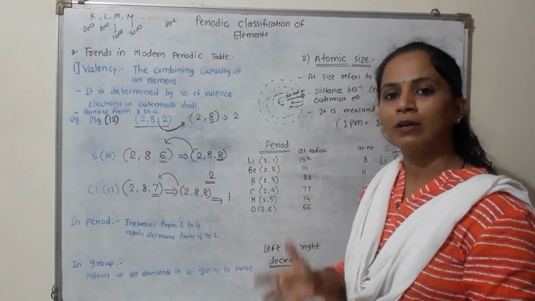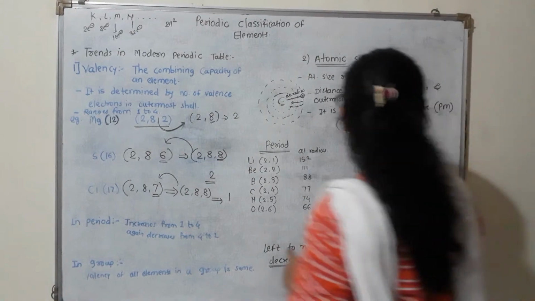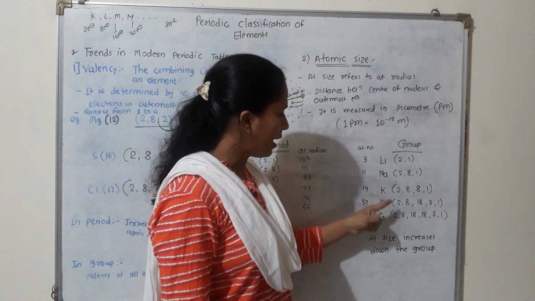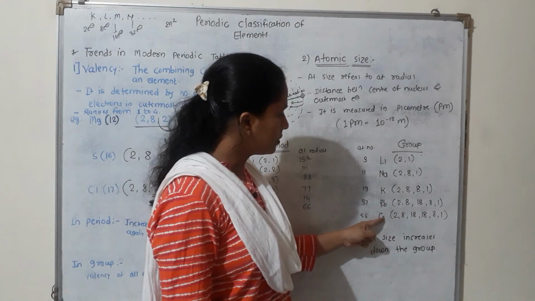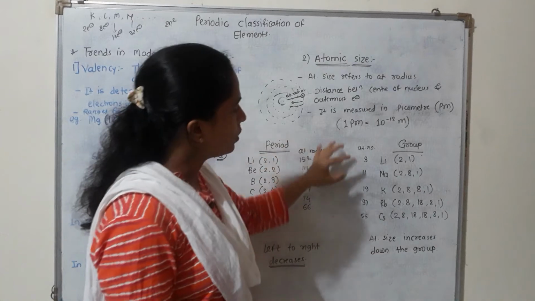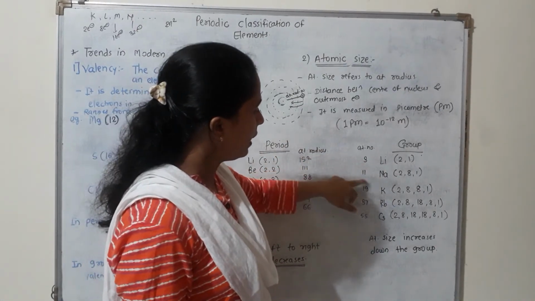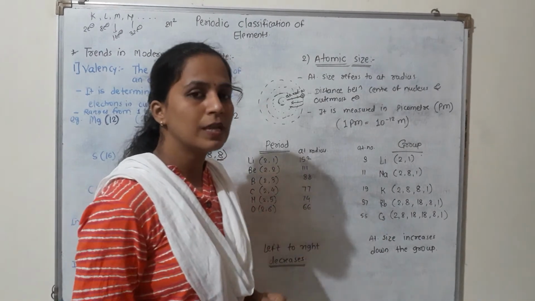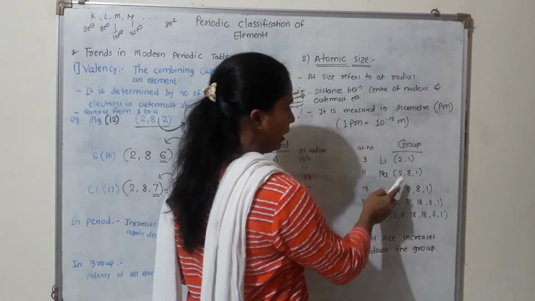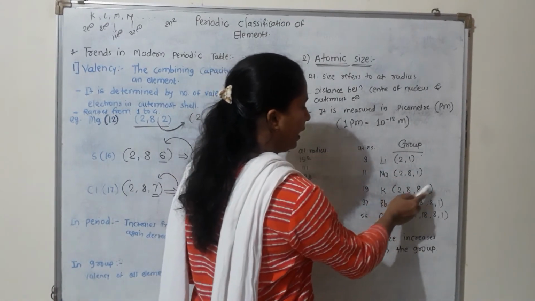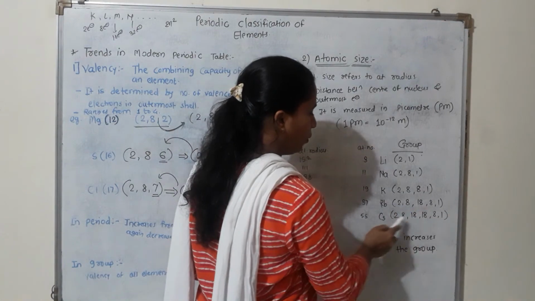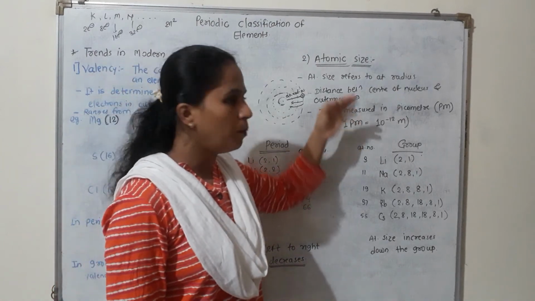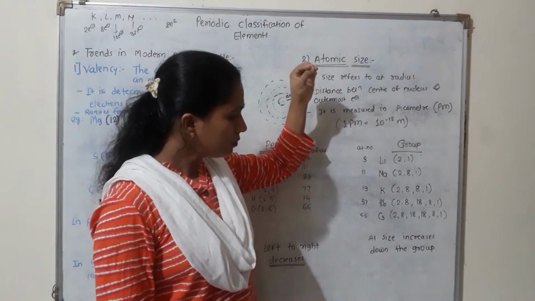Now we will see what happens in a group. Here is an example of the first group. So in the first group lithium, sodium, then potassium, then rubidium, then caesium, these elements are there. So what are the atomic numbers? For Li 3, Na 11, K 19, rubidium Rb 37 and then caesium 55. What is their electronic configuration? 2,1; then 2,8,1; 2,8,8,1; 2,8,18,8,1; 2,8,18,18,8,1. So students, you can see here, in a group, as we move down from top to bottom, what will happen?